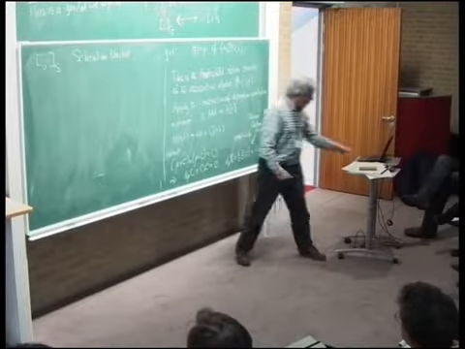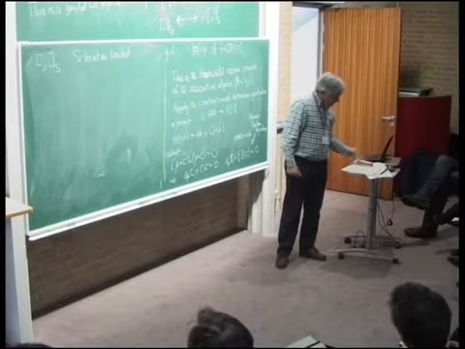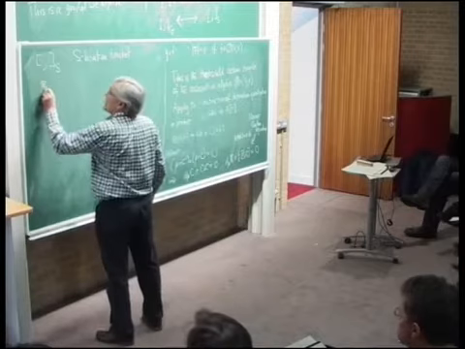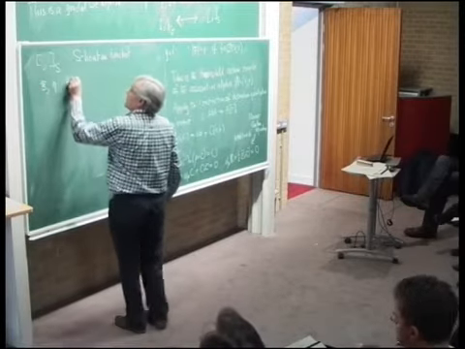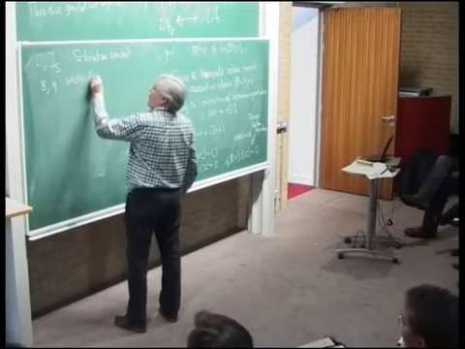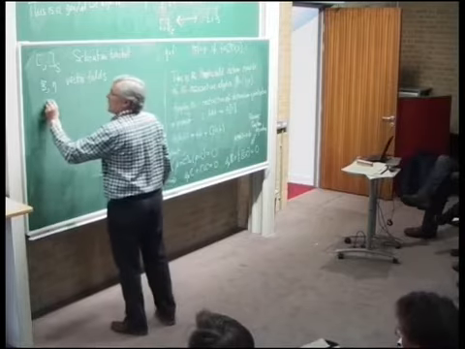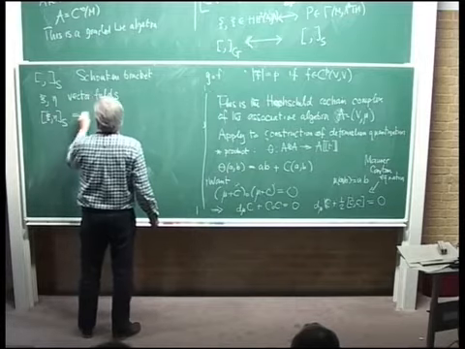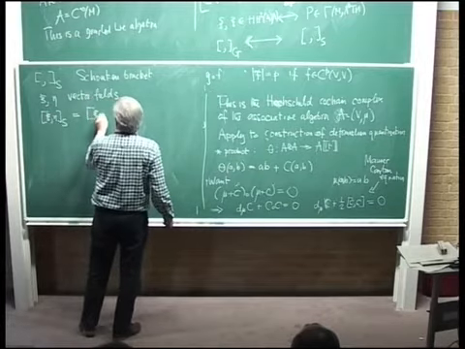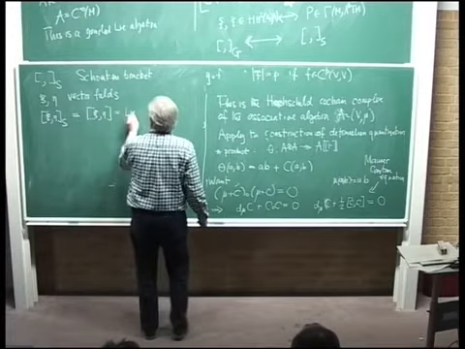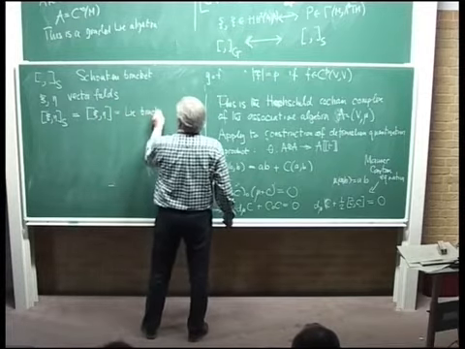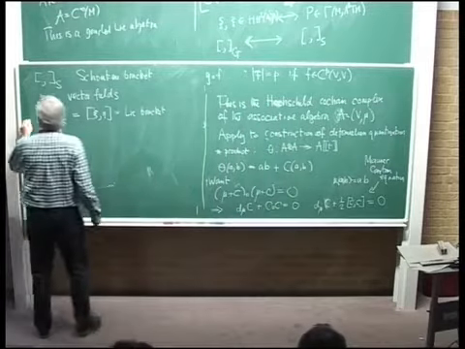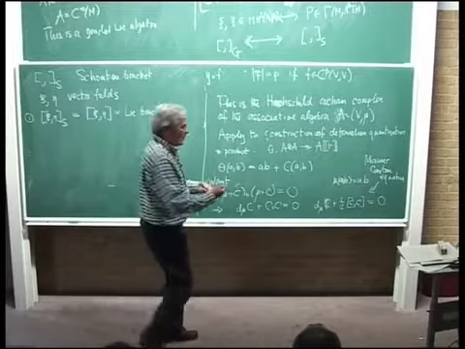So what properties does the Schouten bracket have? Well, first of all, if xi and eta are vector fields, then the Schouten bracket of xi and eta is just the ordinary Lie bracket. That's the first property: on vector fields, it's just the Lie bracket of vector fields.